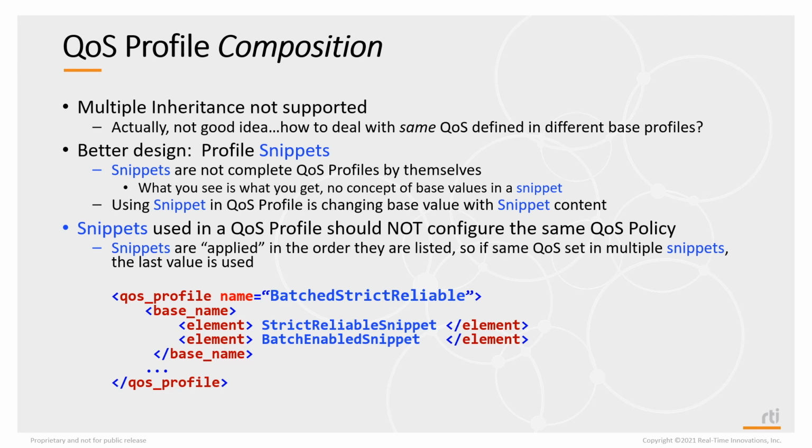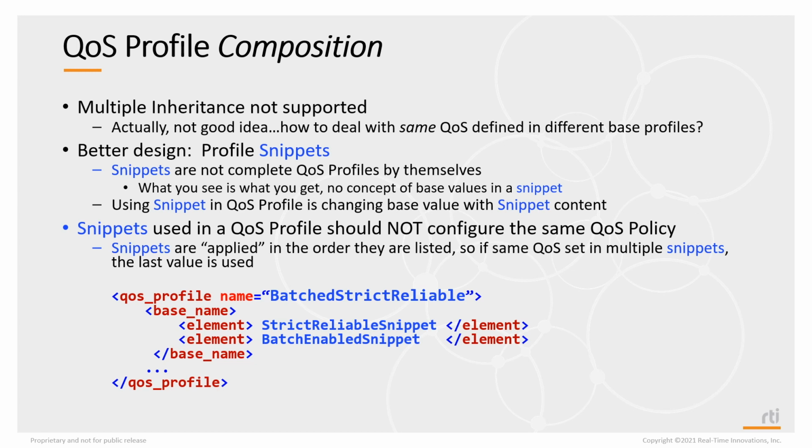So snippets in a QoS profile should not configure the same QoS policy. That's best practice. However, if for some reason two or more snippets define the same QoS policy, the last value that's set by a snippet is used. So snippets are applied in the order that they're listed. And the syntax is as shown.